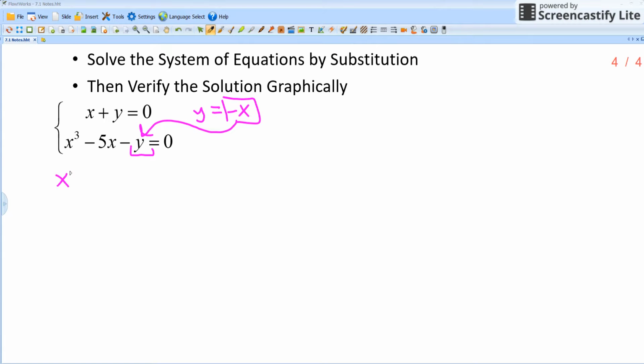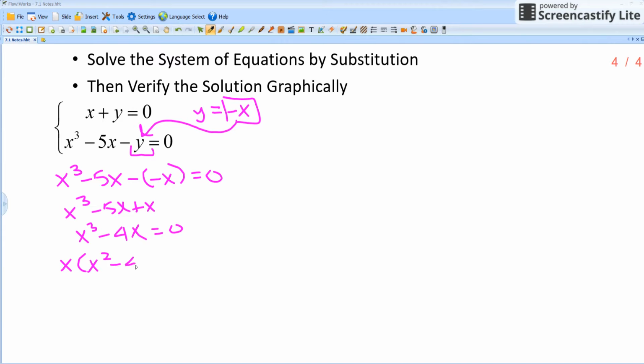So I'll have x cubed minus 5x minus negative x, don't make a mistake on that, equals 0. This gives me x cubed minus 5x plus x, which is x cubed minus 4x equals 0. I can greatest common factor this, and what I can take out is an x, and what I'm left with is an x squared minus 4. I can still continue factoring this. What I'm doing here is difference of squares. So this is going to give me x times x minus 2 times x plus 2.